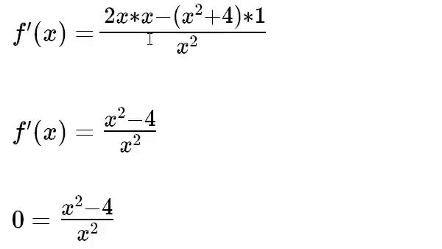So now what I do here is just go ahead and simplify this down. This is 2x squared minus x squared. That gives us an x squared. Distributing the negative across, that gives us a minus 4. And it's all over x squared. So we want to take this, set it equal to 0, and then solve for x.